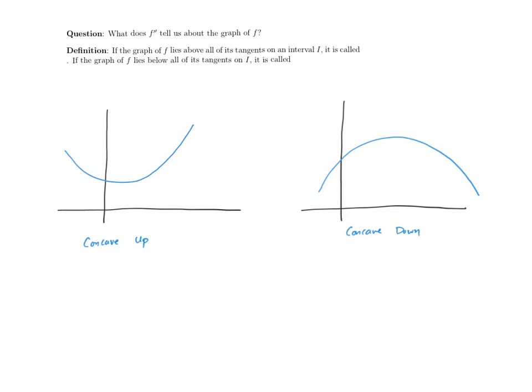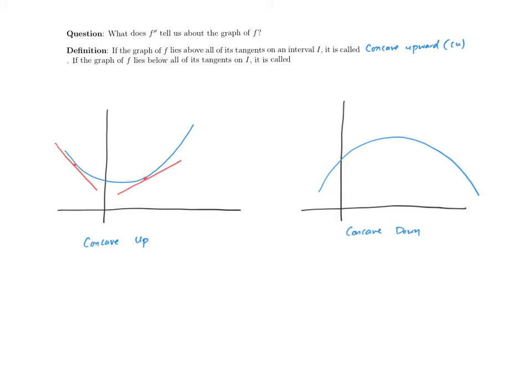Now, to give a more precise definition, we will say that if the graph of a function f lies above all of its tangents on an interval, then it is called concave upward. For example, on the graph to the left, if we pick any point on the curve and we draw the tangent line, regardless of the point we choose, the curve always lies completely above those tangent lines. So in this case, the curve is called concave upward, and I will almost always abbreviate this with a simple CU, as you are more than welcome to do as well.